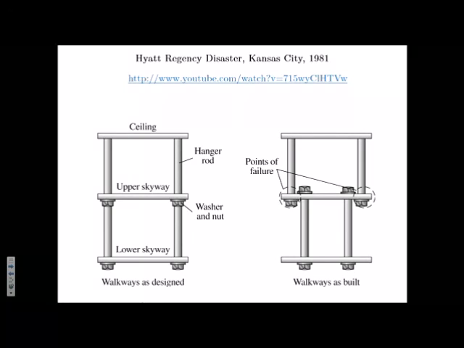Okay? Now let me present you a far more interesting case study. This is a disaster, one of the worst structural engineering disasters, that happened in '81 in Kansas City, Missouri. Some of you may have seen this in some documentaries on Discovery Channel or someplace else.